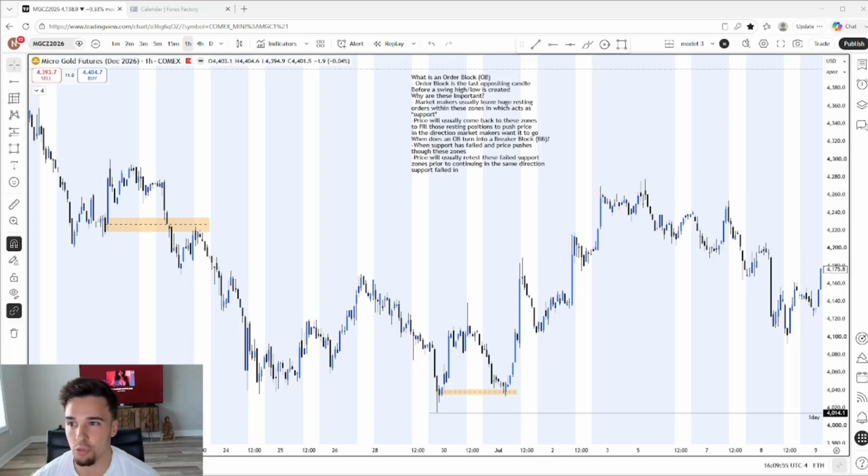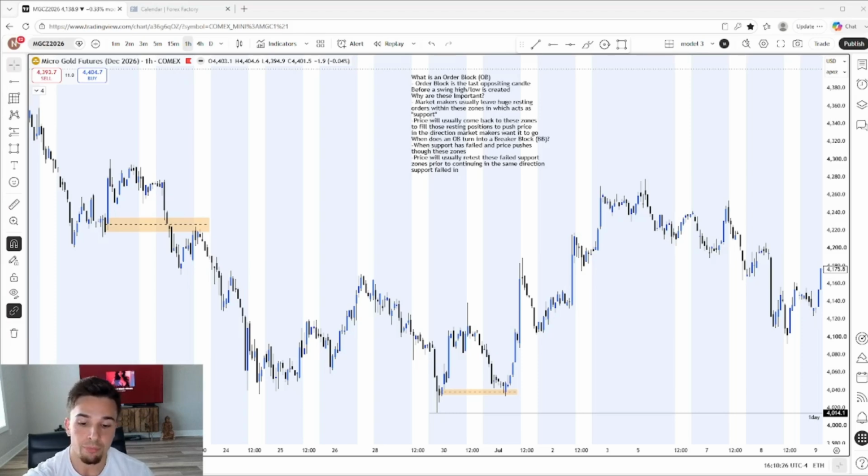So what is an order block? An order block is the last opposing candle before a swing high or swing low is created, okay? Why are these important? Because market makers usually will leave huge resting orders within these zones, which act as support or resistance in price action or order flow. All right, price will usually come back to these zones in order to refill those positions and to then push price in the direction that market makers want price to end up going.